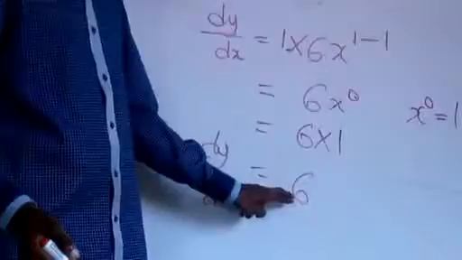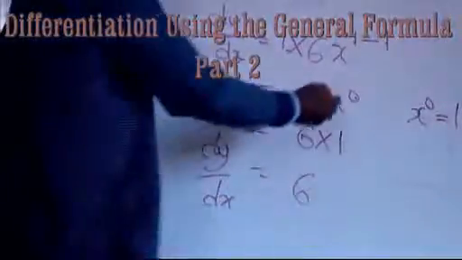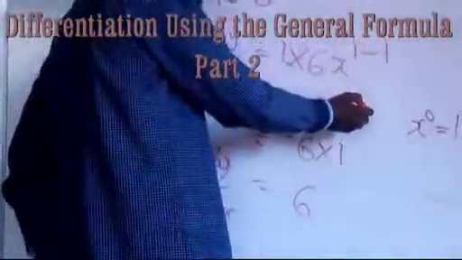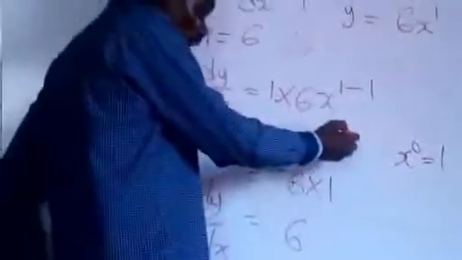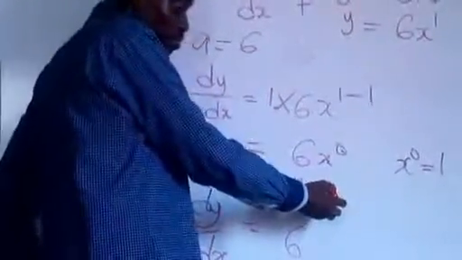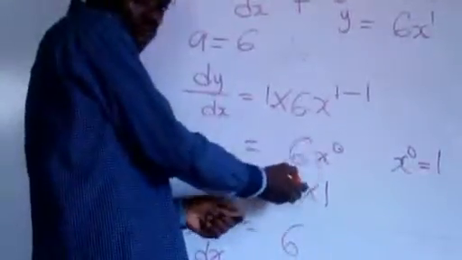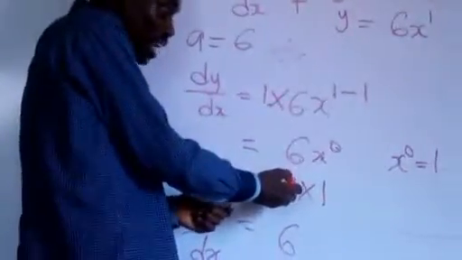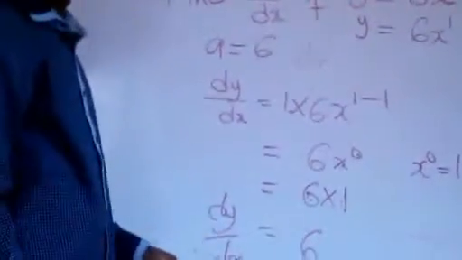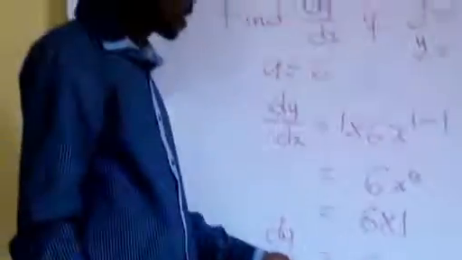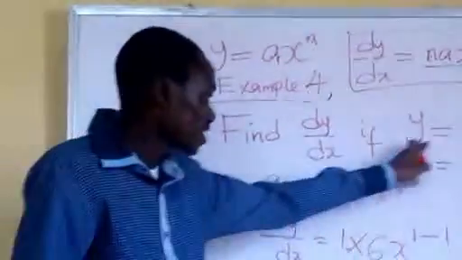So x raised to power 0, from indices, anything raised to power 0 is equal to 1. So in place of x raised to power 0, we put 1 there. We now multiply by the constant 6, which was already there. 6 times 1 gives us 6. So our dy/dx, when y is equal to 6x, is equal to 6.